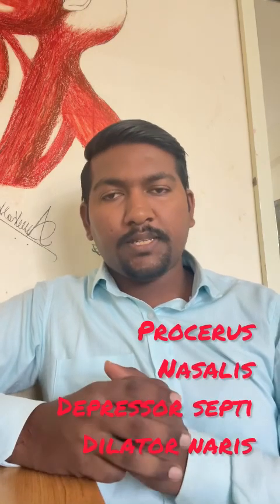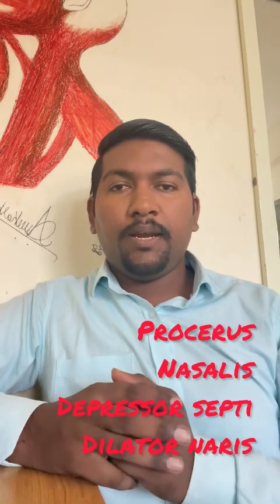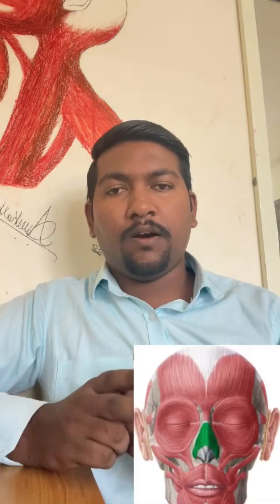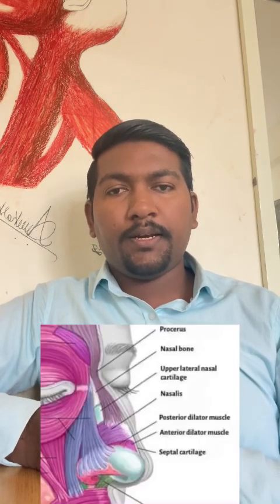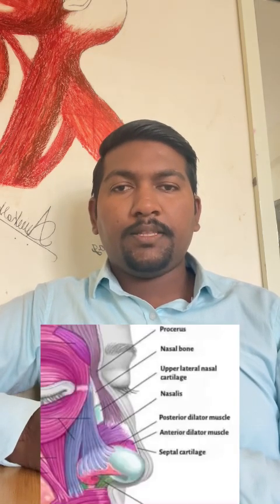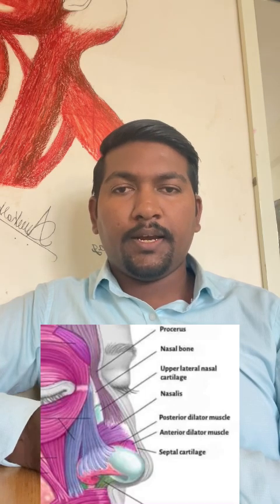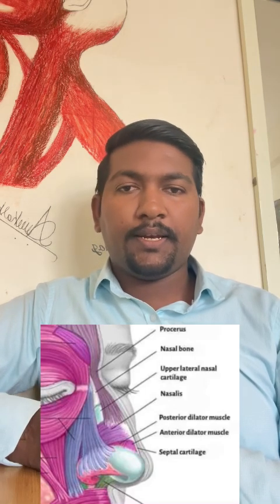Hello, good morning. Today we are going to discuss muscles of the face. In that, muscles around the nose. Mainly there are four muscles: procerus, nasalis or compressor nares, depressor septi, and dilator nares. In dilator nares there are two muscles: anterior dilator nares and posterior dilator nares.